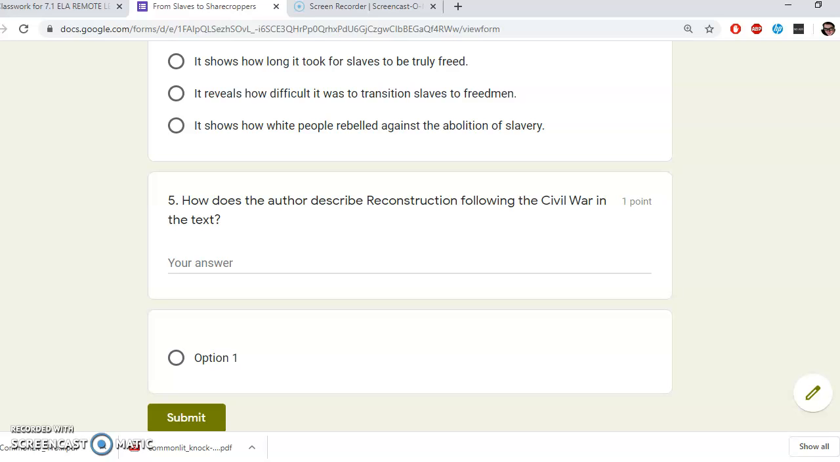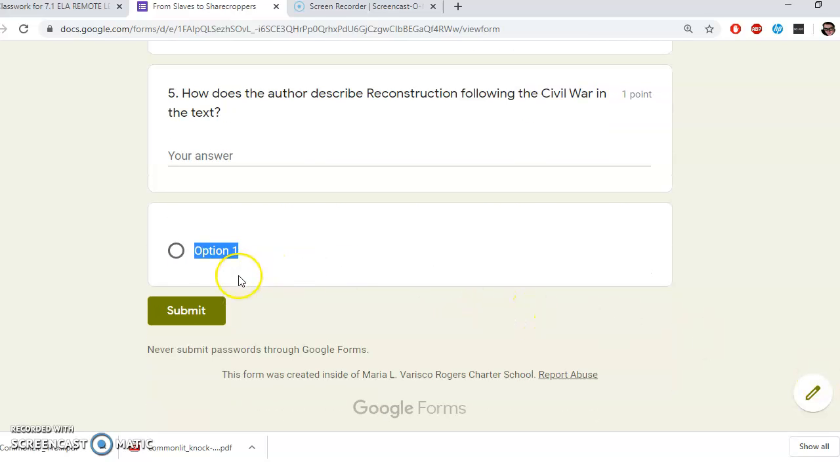You're going to answer that using the RACE strategy. Reconstruction is rebuilding after the war had started. The war left everything in shambles, and America had to rebuild. So your answer is going to be based on that. And then what you're going to do after that is just submit your test. And that will be it for the day.